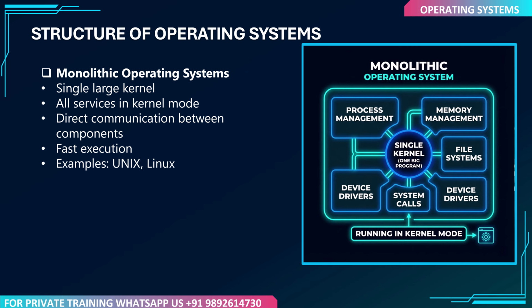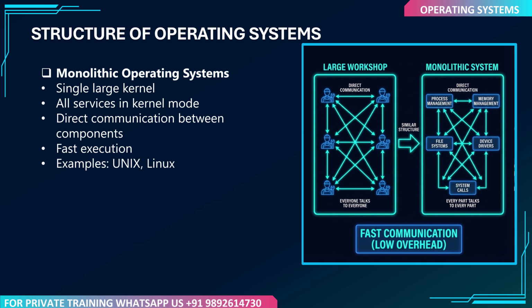Let us start with monolithic systems, because historically, this was one of the earliest and most common structures. In a monolithic operating system, the entire operating system is essentially one big program running in kernel mode. All major services like process management, memory management, file systems, device drivers, and system calls are part of a single large kernel. Imagine a large workshop where all workers sit in one big room.